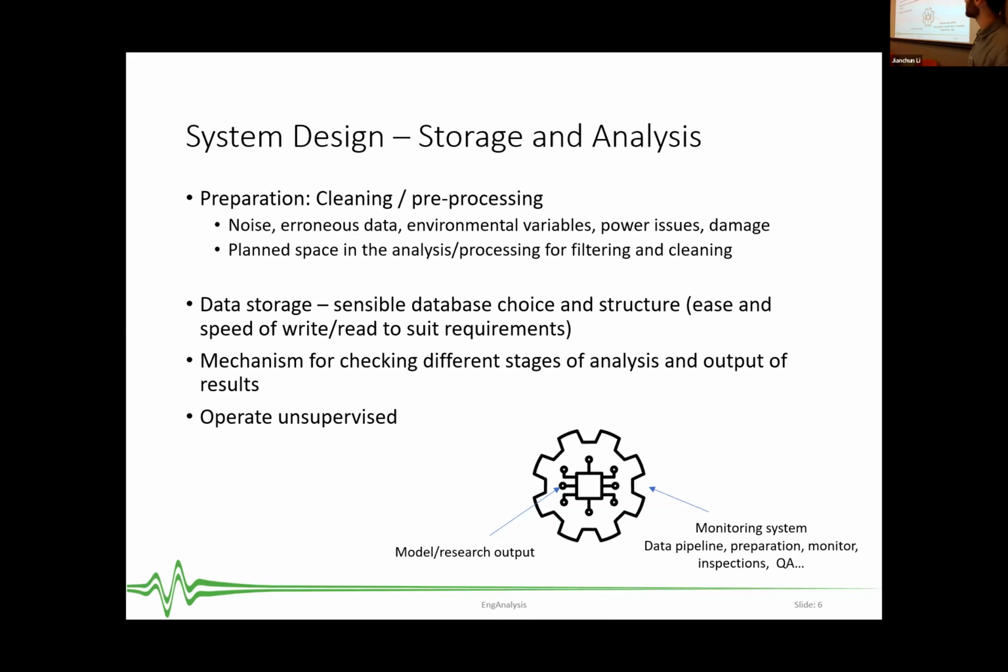Data storage is a sensible choice of databases. Moving away from a research side, you can often get by with file management rather than databases. And then a mechanism for checking different stages. You want to be able to see the raw data, the clean data going into the model, and the output. And then getting it all to operate unsupervised, because you don't want to be in front of a computer for years doing that.